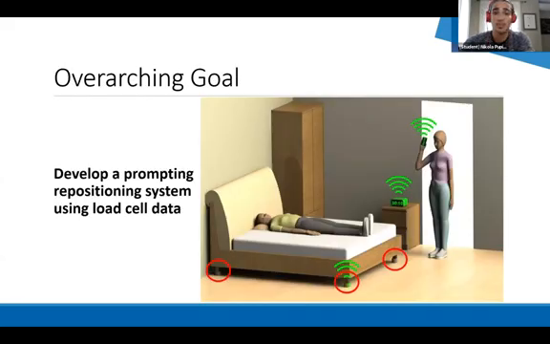So to address this issue, our overarching goal for the project is to develop an in-home prompting system that uses data from 4 load cells under each leg of the bed to notify a caregiver when a patient requires repositioning. This would ensure appropriate and timely repositioning and hopefully promote faster healing.